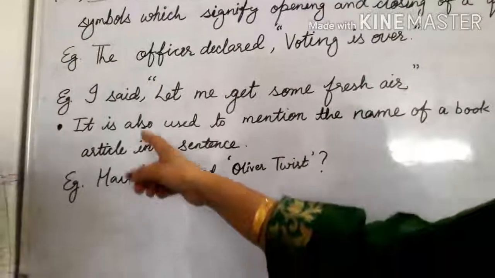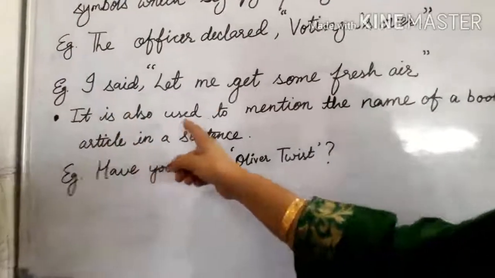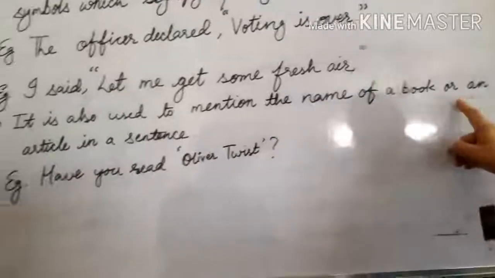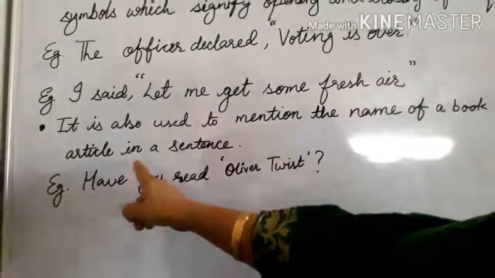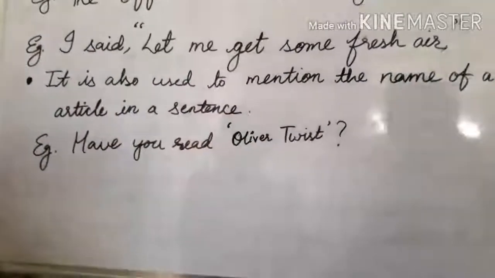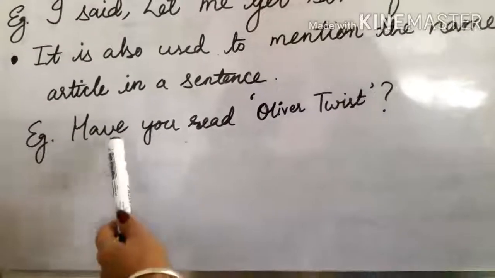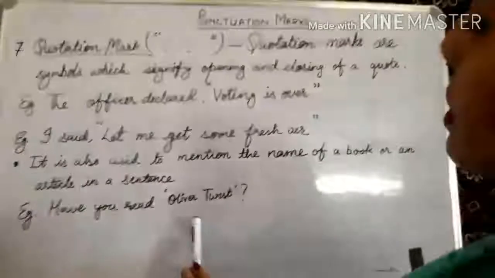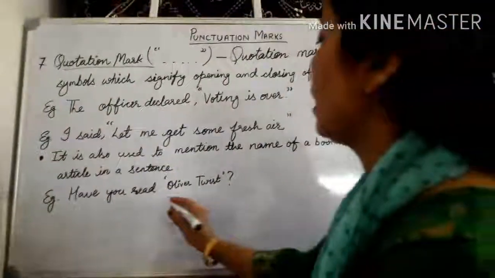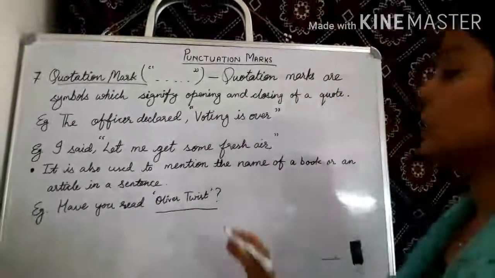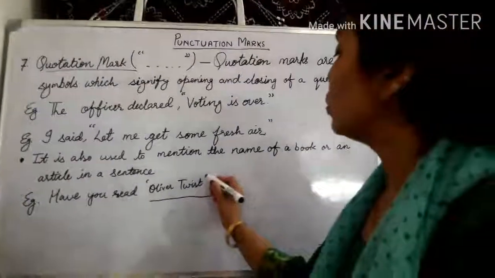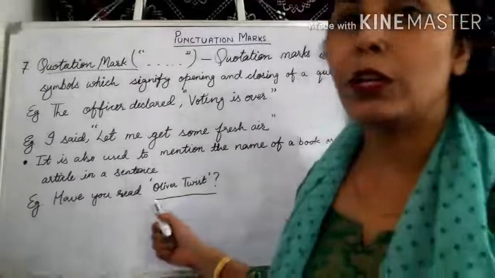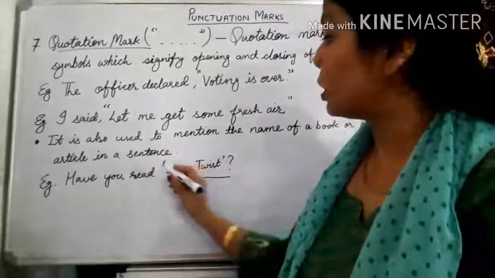Quotation marks are also used to mention the name of a book or an article in a sentence. Now see the example: have you read 'Oliver Twist'? This is the name of a book, and that is why I have written this name in quotation marks. But remember, in such cases we will use only single quotation marks.